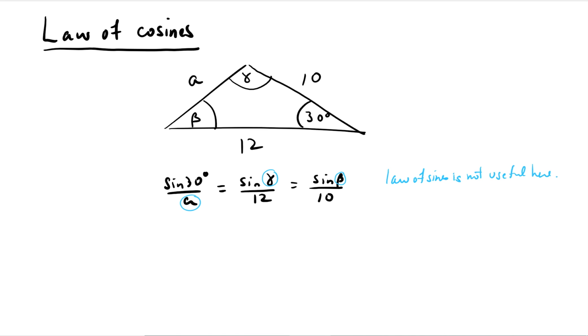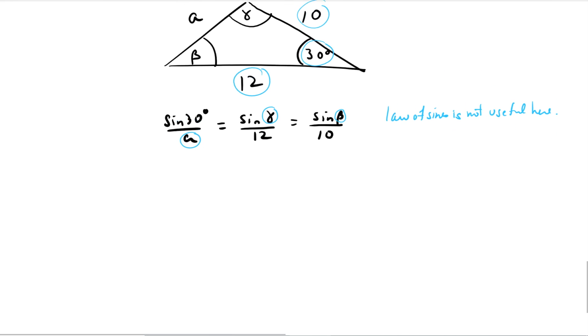So we need another law in these cases, especially when you've got an angle and the two sides adjacent to that angle. In that case, how do we figure out the missing sides and angles? Let's take a look at a generic triangle. We'll come back to that example later on.